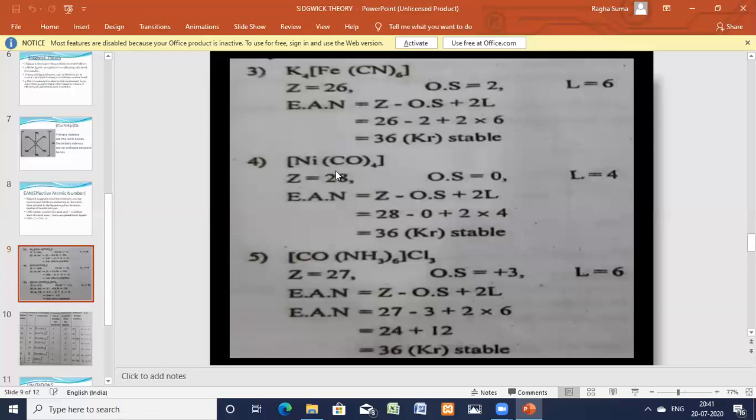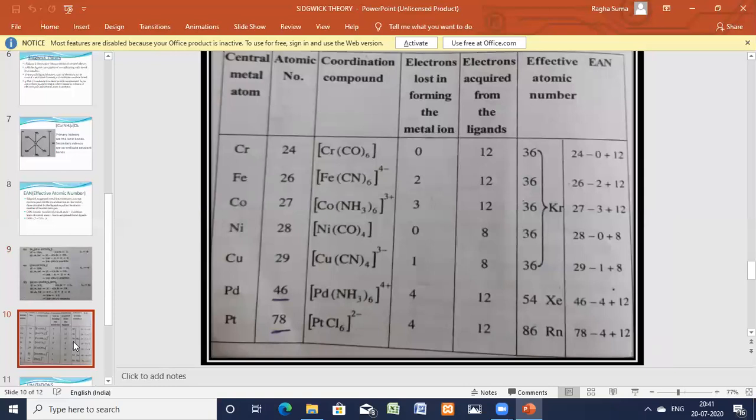Here 4 are coordinating with the central atom. Here 6 are coordinating with the central atom. Thereby, it is getting the nearest inert gas configuration and they are getting stabilized. So the coordination compounds are getting stability with this EAN. Now, in the similar way, I'm going to show you some calculations picked from the Telugu Academy.